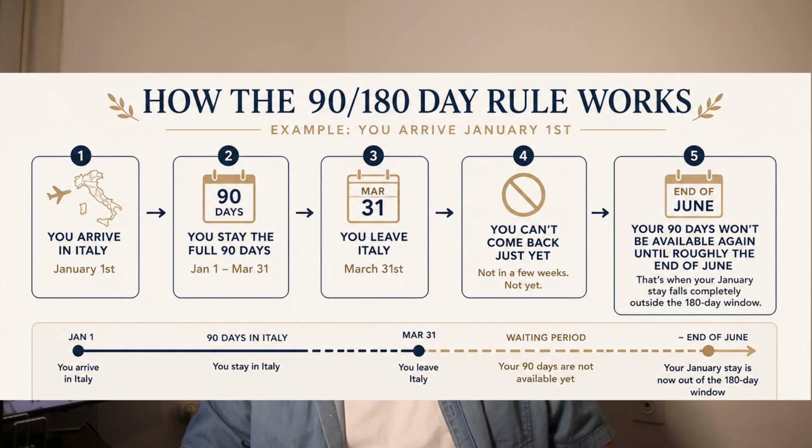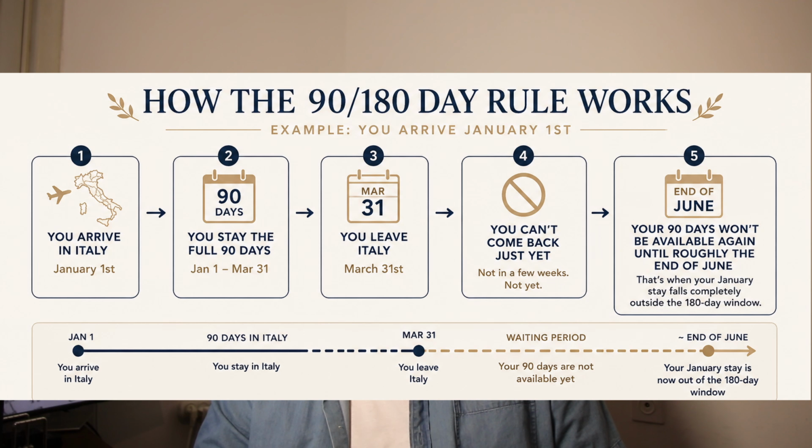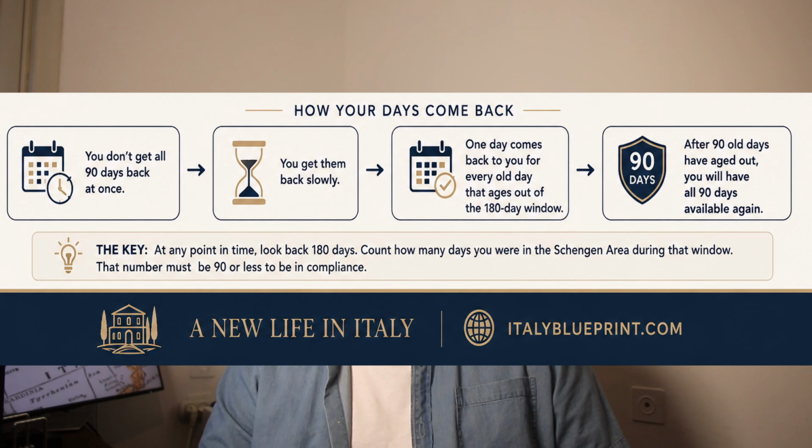Let's use a simple example. Say you arrive in Italy on January 1st. You stay the full 90 days, you leave on March 31st. You might think, great, now I'll just come back in a few weeks. But you can't. Not yet. Your 90 days won't become available again until enough time has passed that your January stay falls completely outside that 180-day window. In this example, that's roughly the end of June.